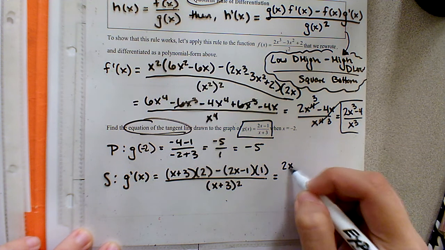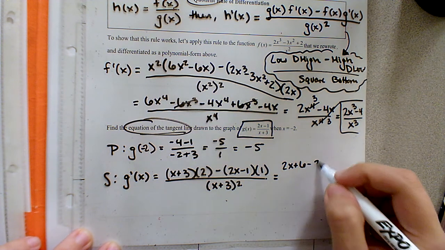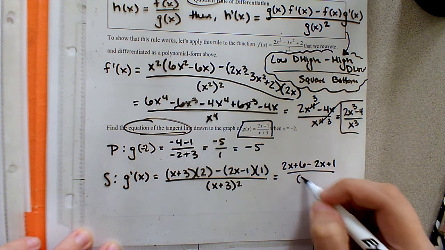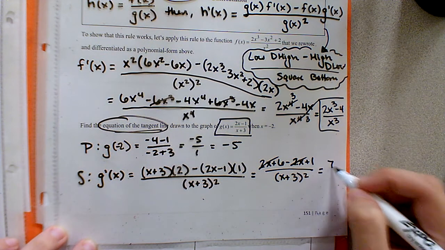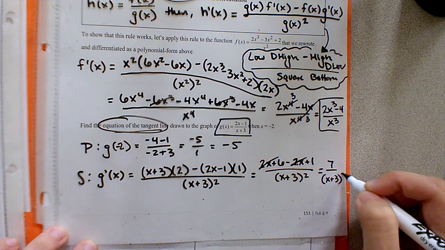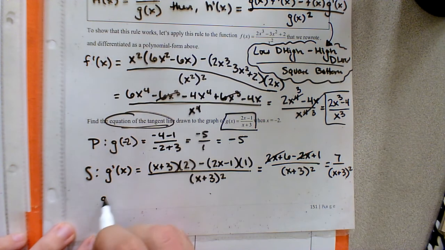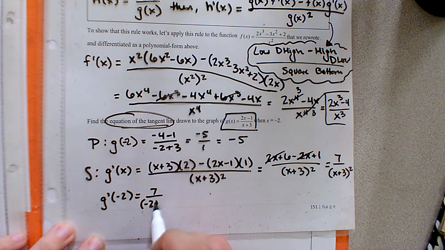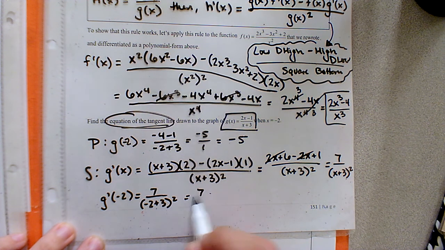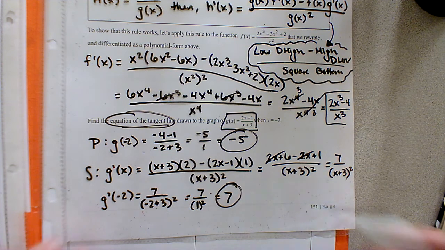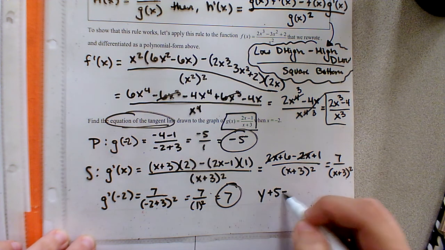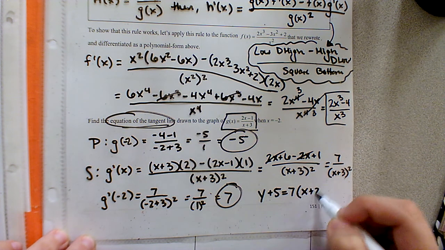Now let's see if we can clean this up. So we can distribute in the 2 and distribute in the negative. And it looks like the 2x's cancel. So we're left with 7 over x plus 3 squared. All right, so there's our derivative. We want to figure out the slope at -2. So we'll plug in -2 for the x. And 7 over 1 squared, which would just be 7. So bringing our point and our slope together, we can write the equation of our tangent line. Y plus 5 equals 7 times x plus 2.